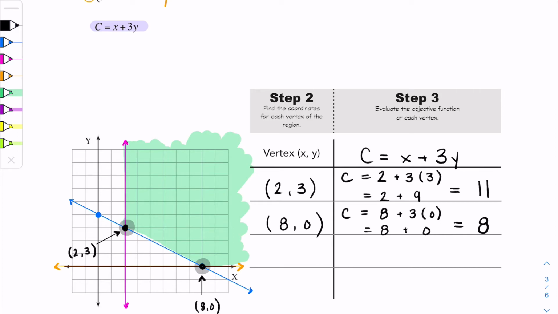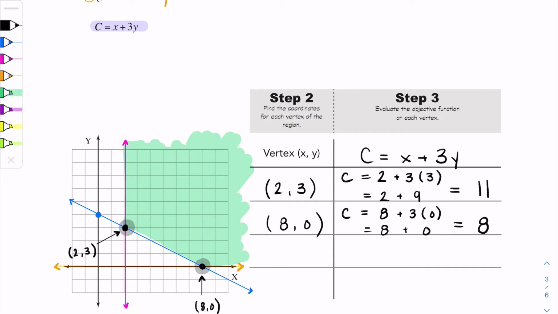So here's where these problems differ. Your answer is not determined yet. Your answer is going to be one of those. But when you have an unbounded region, you have either a maximum or a minimum. You do not have both. You can't have both because it's unbounded. So you have one or the other.